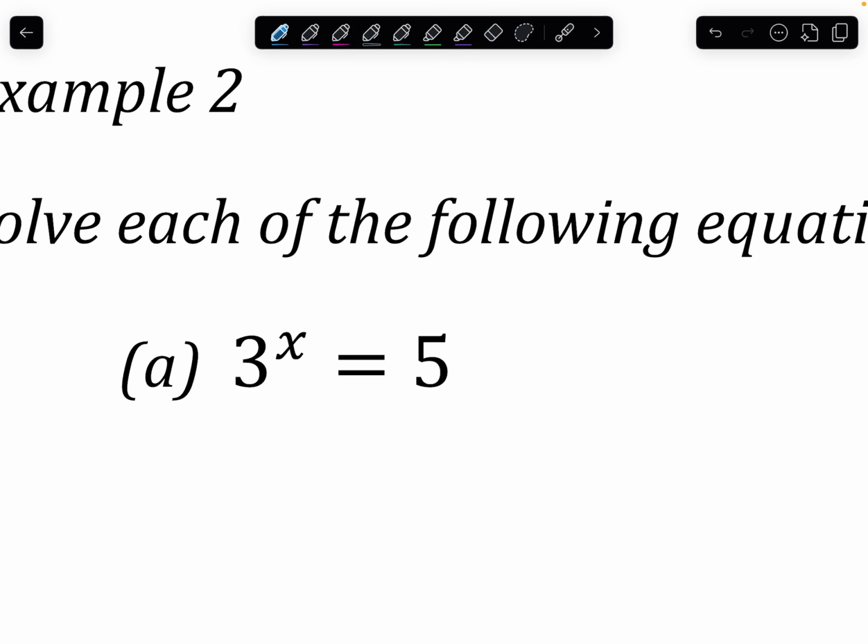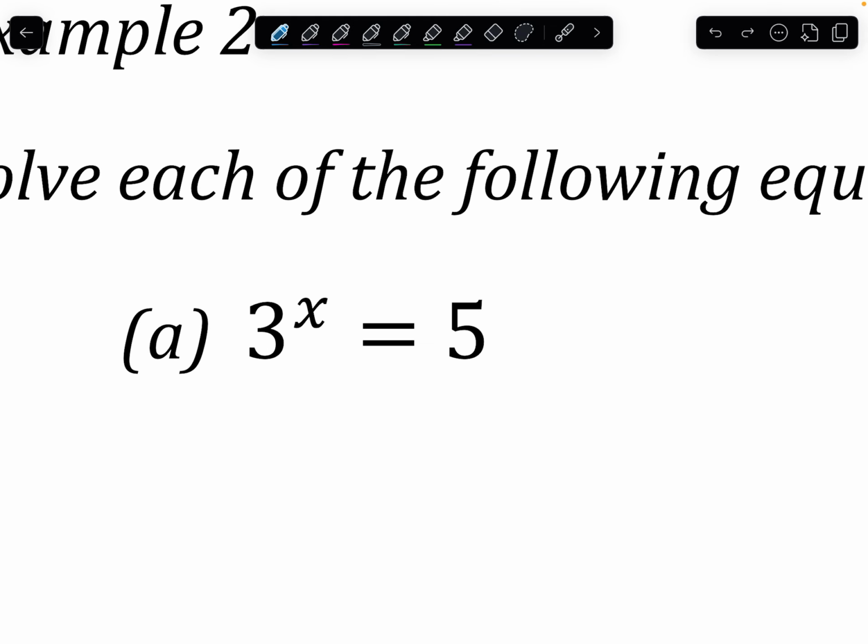With this one, 3 and 5 have no powers in common, so I do not have that option. The idea here is I need to isolate the base with the variable in the exponent. If there was a number added or subtracted back here, or a number multiplied on the front, I have to move it to the other side. Since it's already isolated, we're going to take a log of both sides. Technically, it does not matter what log you take. I am going to take a natural log every single time.